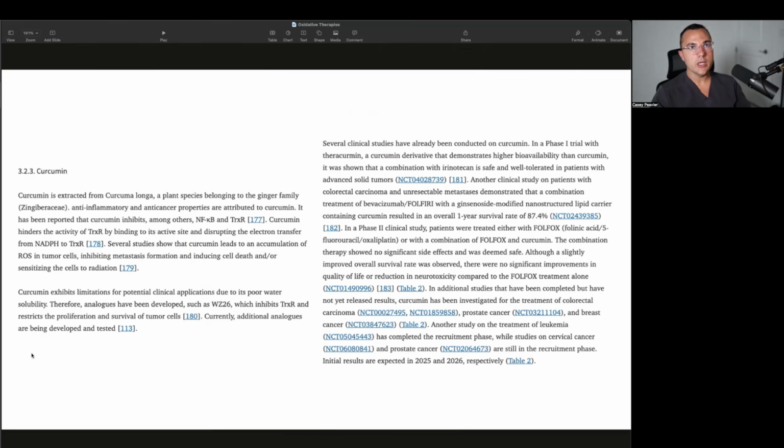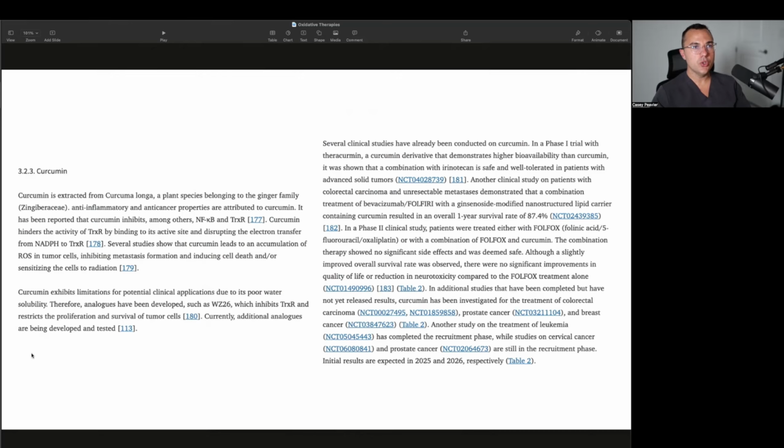In a phase 1 trial with theracumin, a curcumin derivative that demonstrates higher bioavailability than curcumin, it was shown that a combination with irinotecan is safe and well tolerated in patients with advanced solid tumors. Another clinical study on patients with colorectal carcinoma and unresectable metastases demonstrated that a combination treatment with bevacizumab, FOLFIRI, and a ginsenoside-modified nanostructured lipid carrier containing curcumin resulted in a 1-year survival rate of 87.4%.